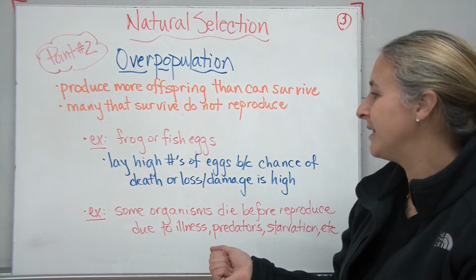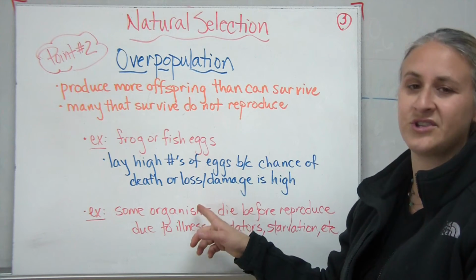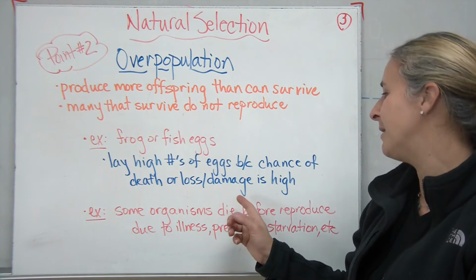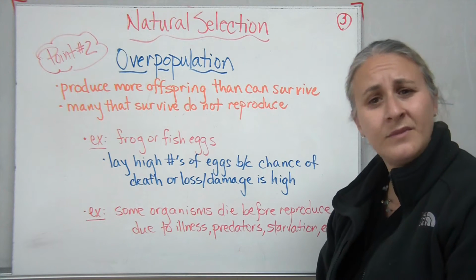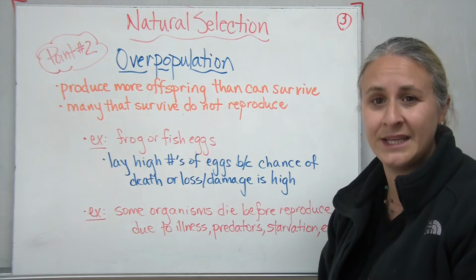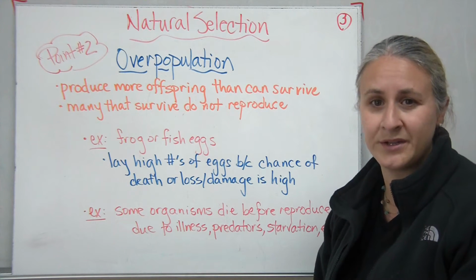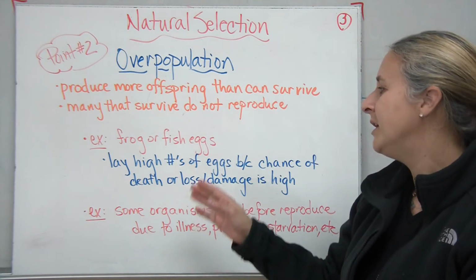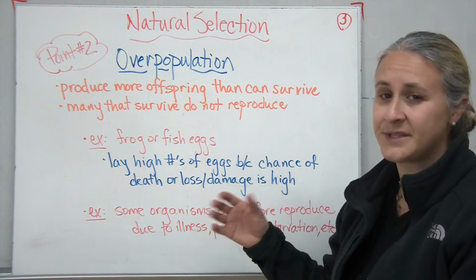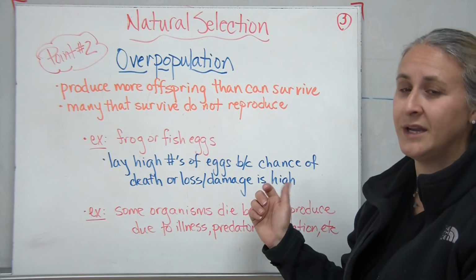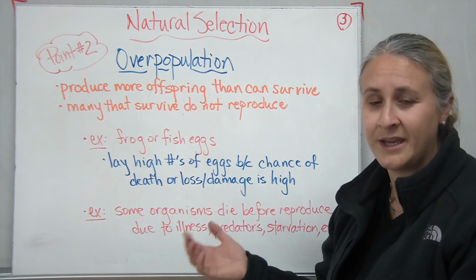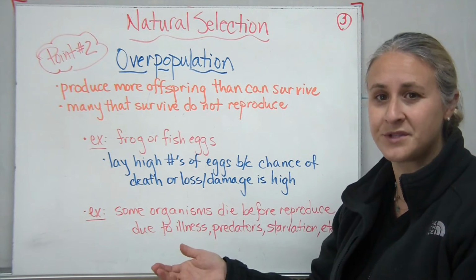And one of the reasons why they lay a lot of eggs is because there's a high chance of death, loss, and damage along the way. They may have predators come along and eat the eggs. The eggs may get washed away in a storm or something of that nature. So they'll lay a lot of eggs. Some of them will survive, some of them will not, but the more eggs they lay, the better chance that some of them will survive.